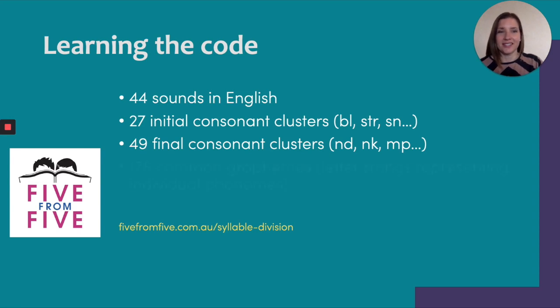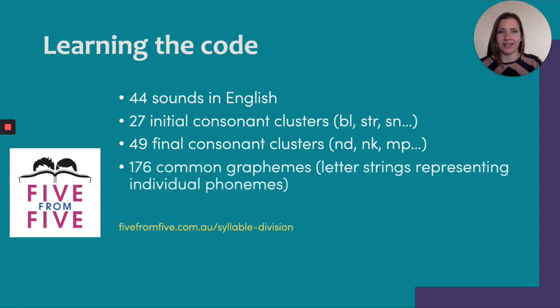So that's 76 different combinations of letters we can have at the beginnings or ends of words. There's also 176 common graphemes. That's our most common units of letters or little letter strings that can be used to represent individual speech sounds. So there's a lot of code knowledge for our learners to memorize.